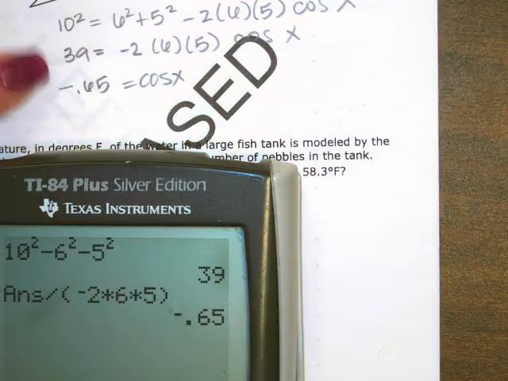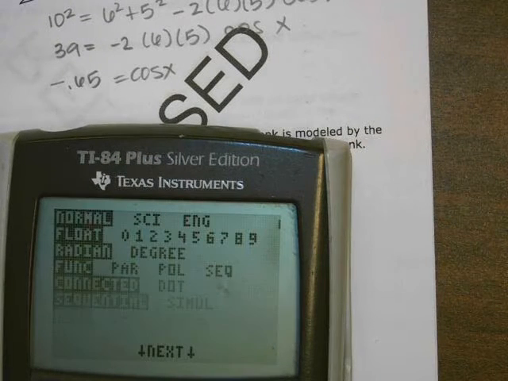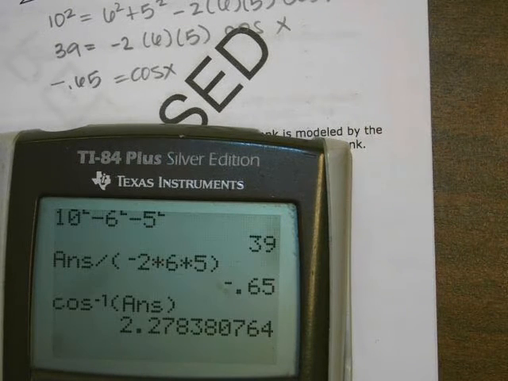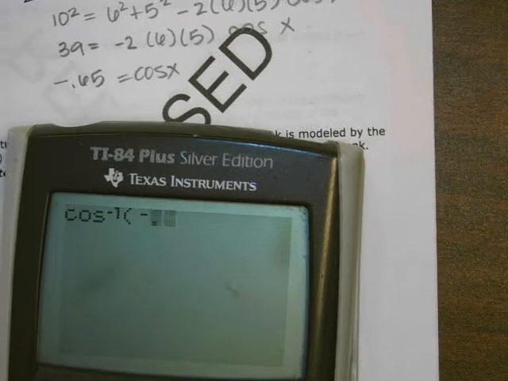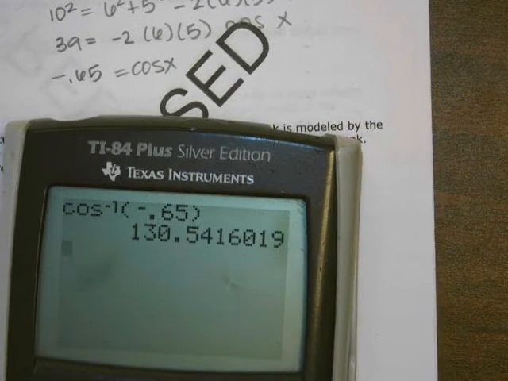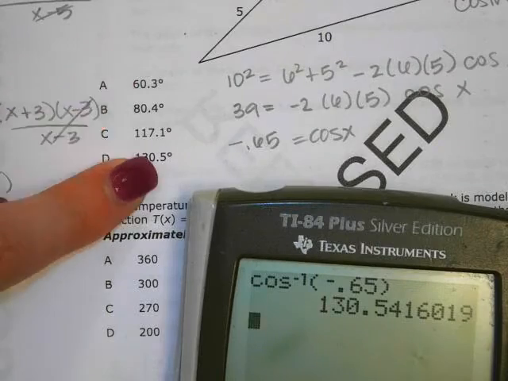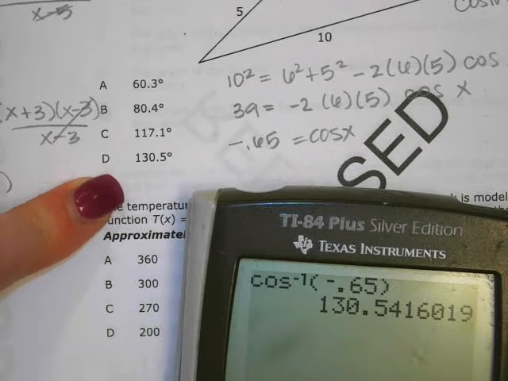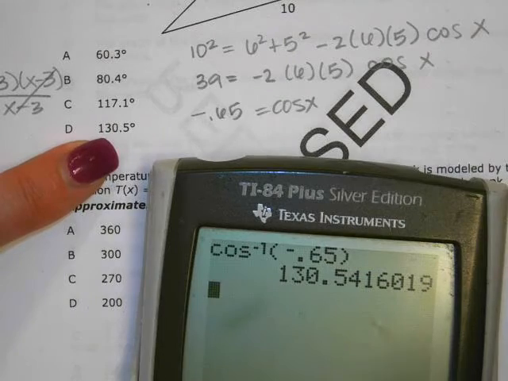So now I'm going to go ahead and cos inverse that decimal. And my answer is really small because I should be in degrees. So let me do cos inverse negative 0.65 again. There we go. So the reason it said 2.27 is it was giving me the answer in radians. And the nice thing about here is they did not put those answers off to the side if you had kept your calculator in radians on accident, so that was kind of nice of them. So in degrees, our answer is 130.5.